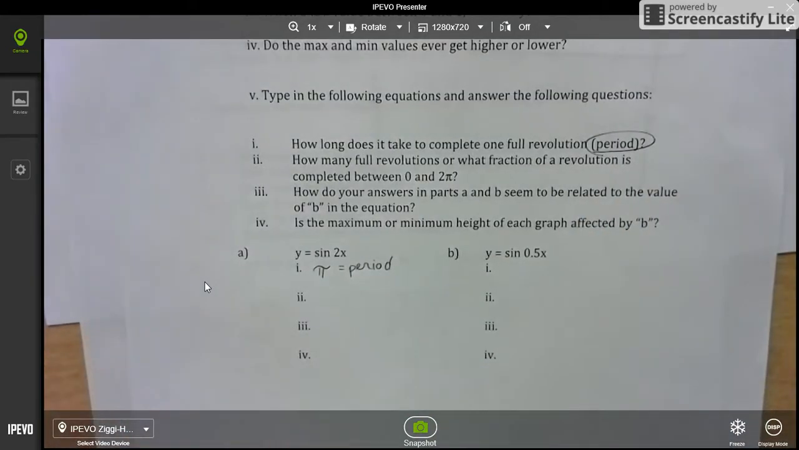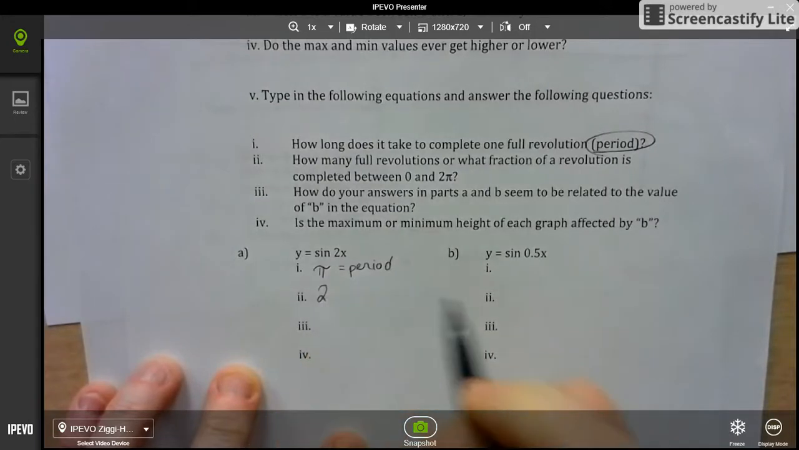Again, this is noted as the period when they ask that question: the length of time it takes for one revolution. Now, this is a key idea for step 2. How many full revolutions, or what fraction of a revolution, is completed between 0 and 2 pi? So if we go back and take a look here, here is 0. So we're going to go high, 0, low, 0. That's one revolution. Back to high, and then low, and back here again at 2 pi. That's your 6.28.